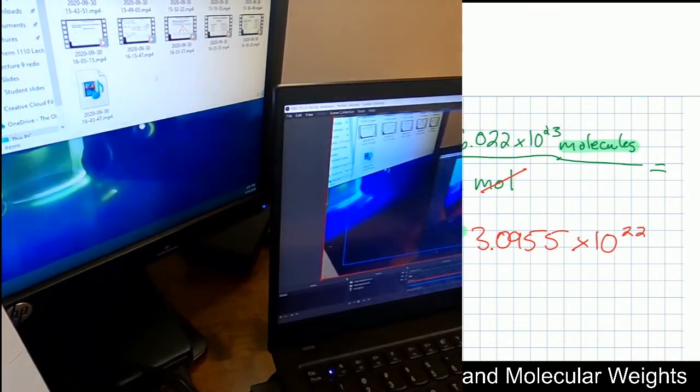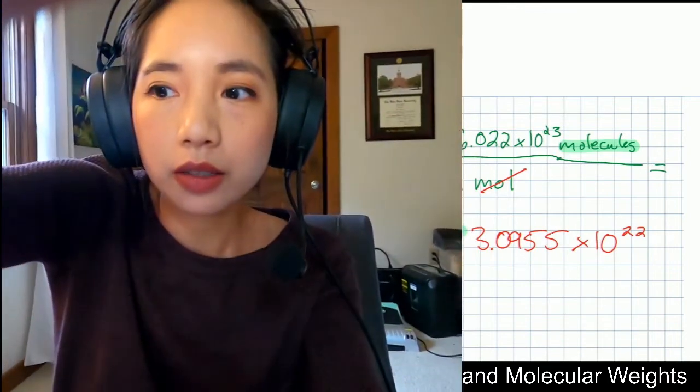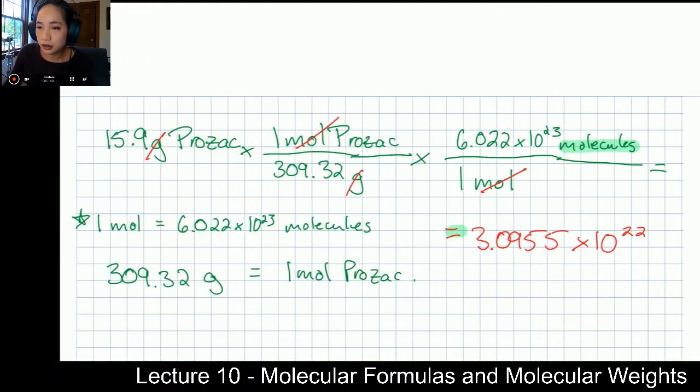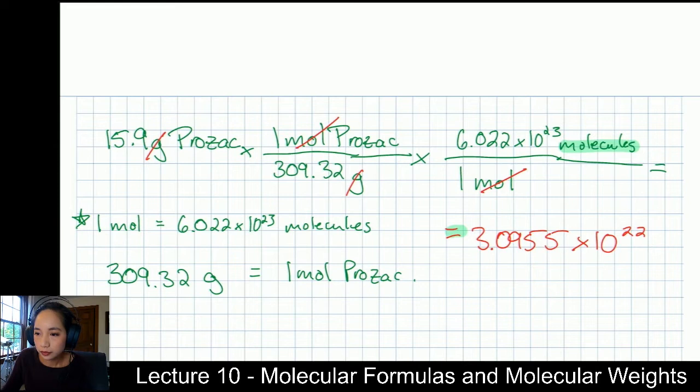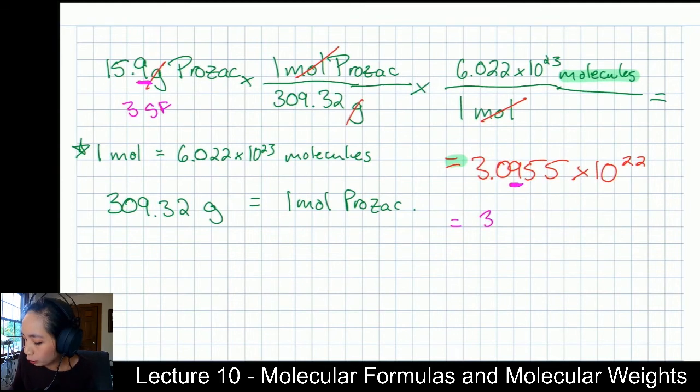All right, let's go back to our question. So I have the number here, so let's make sure our sig figs are all good. The number we started with has 3 sig figs, so our answer should be to 3 sig figs. Ooh, and I forgot my unit. So the answer here will be 3.10 times 10 to the 22 molecules of Prozac.